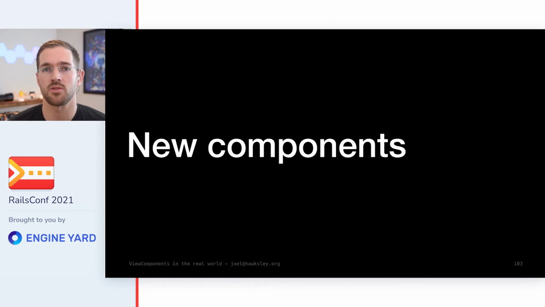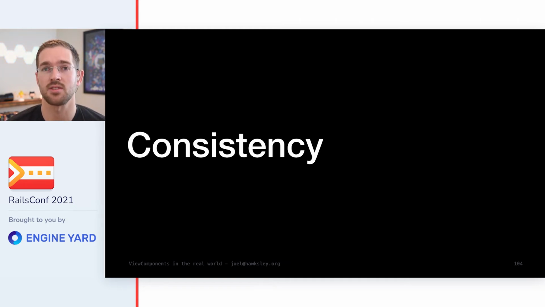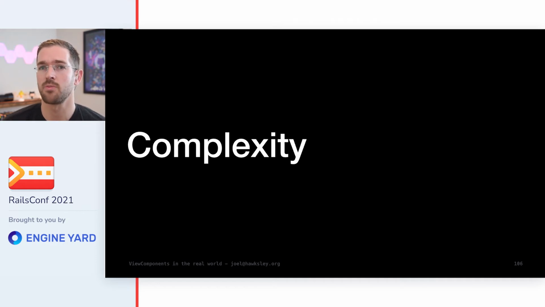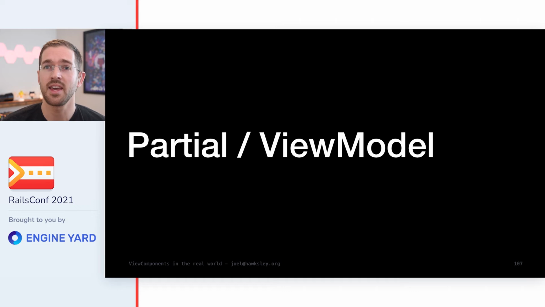We also write view components from scratch, and we consider the reasons I mentioned earlier. Is there a strong need for consistency? Are there performance concerns? Is the view complex with many different possible states? If so, we might use a component so we can unit test all the permutations. But the most common case for using view components is in place of a partial or a view model.